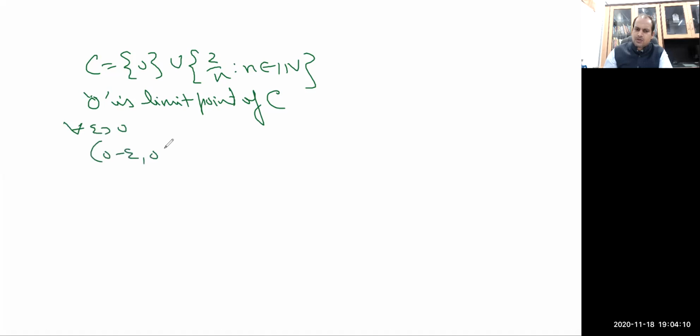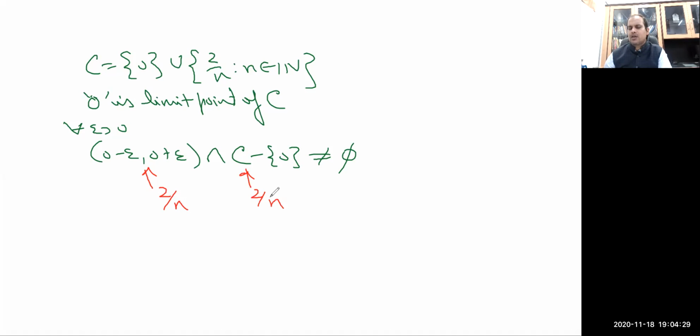So to claim this, we need to show that for every epsilon greater than 0, the neighborhood 0 minus epsilon, 0 plus epsilon, its intersection with the set C apart from 0 should be non-empty. So I am going to claim that from the Archimedean property of R, this will contain infinitely many members of the type 2 by n. And already in C, we have the members of the type 2 by n. So its intersection is going to be non-empty. That is, in the intersection, it will contain infinitely many members of the type 2 by n.